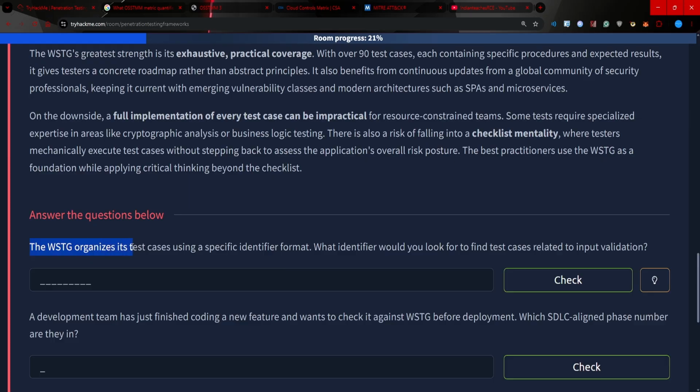The WSTG organizes its test cases using a specific identifier format. What identifier would you look for to find test cases related to input validation?